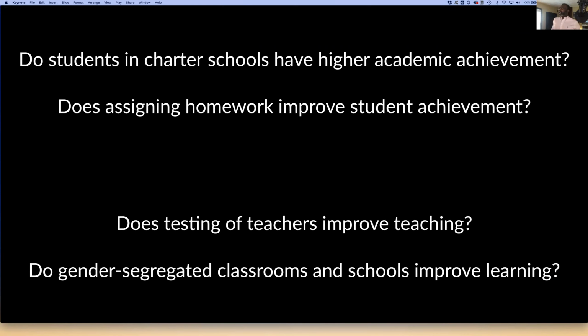Do gender segregated classrooms have an impact on school learning? Do the students in charter schools have a higher academic achievement? Type of school having an impact on academic achievement. Higher is just a directional term. And does assigning homework improve student achievement? What's the independent there? Assigning homework. Improvement in student achievement is what's being affected.